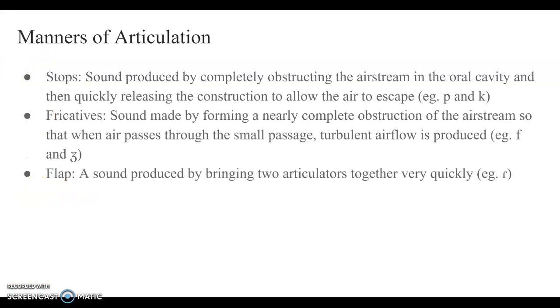So next we have the manners of articulation, and again, these have examples in parentheses after them, so you can practice the sounds a little bit yourself. So we have stops. They are sound produced by completely obstructing the airstream in the oral cavity and then quickly releasing the obstruction to allow the air to escape. And then fricatives, sound made by forming a nearly complete obstruction of the airstream so that when air passes through the small passage, turbulent airflow is produced. And flap is a sound produced by bringing two articulators together very quickly.